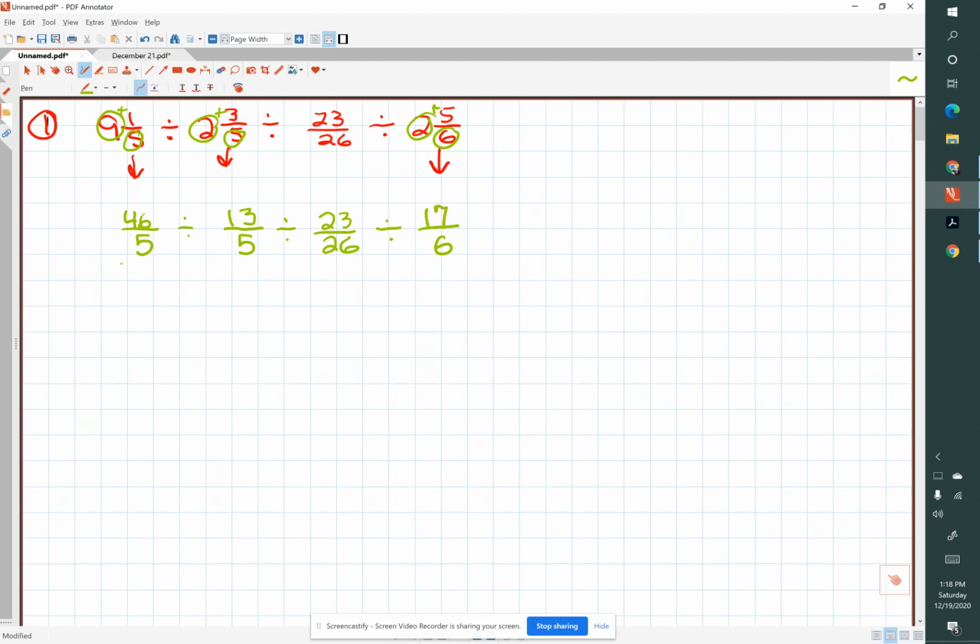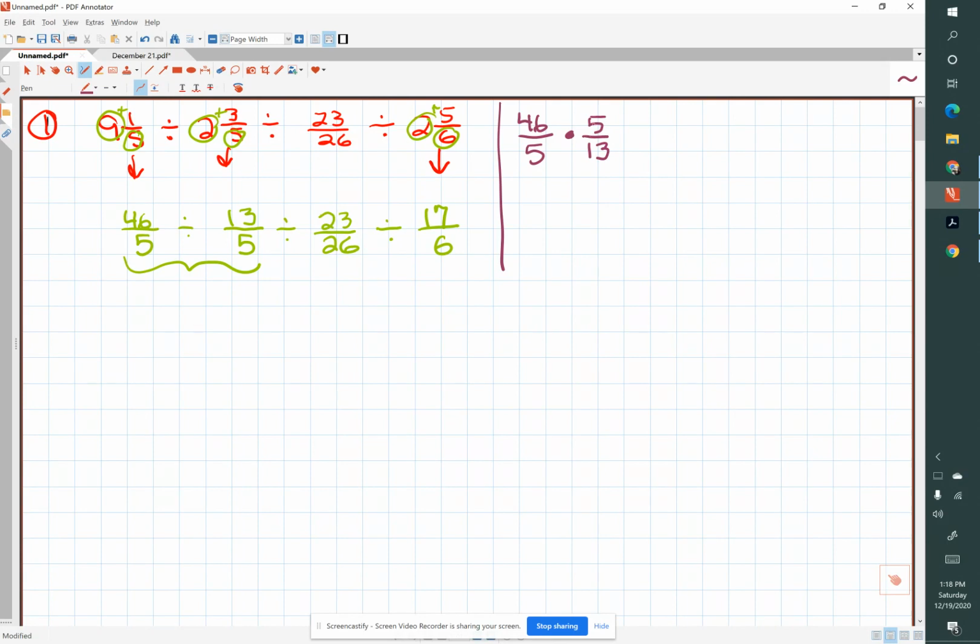So why don't we just start with the first two numbers? Let's get another color. We can work over here on the right. So we'll keep the first fraction, 46 over 5, change the division to multiplication, and flip the second fraction to its reciprocal.